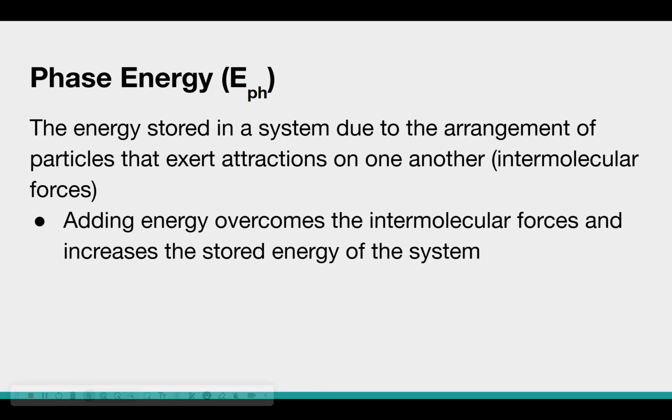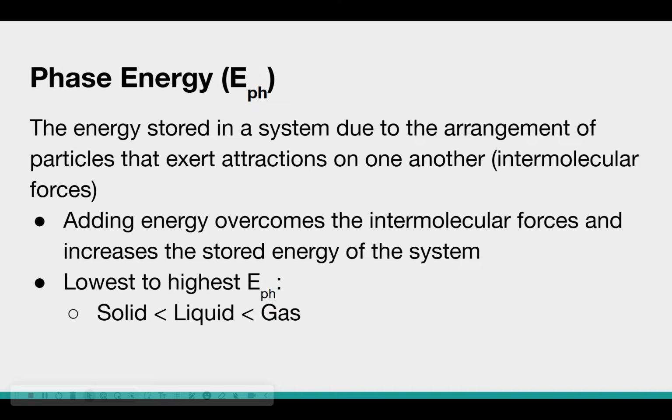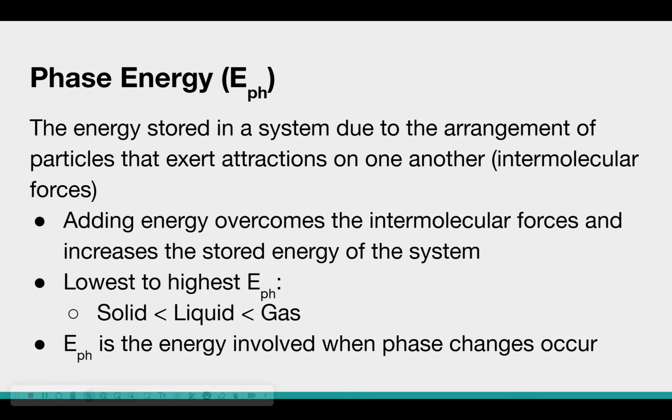As we add energy to a system, it helps those particles to overcome those intermolecular forces and increases the stored energy of that system. From lowest to highest E_PH, solids have the least, gases have the most, but that's because gases are least attracted to each other, solids are the most attracted to each other. And then phase energy is the energy that's involved when phase changes occur. In other words, if a solid melts into a liquid.